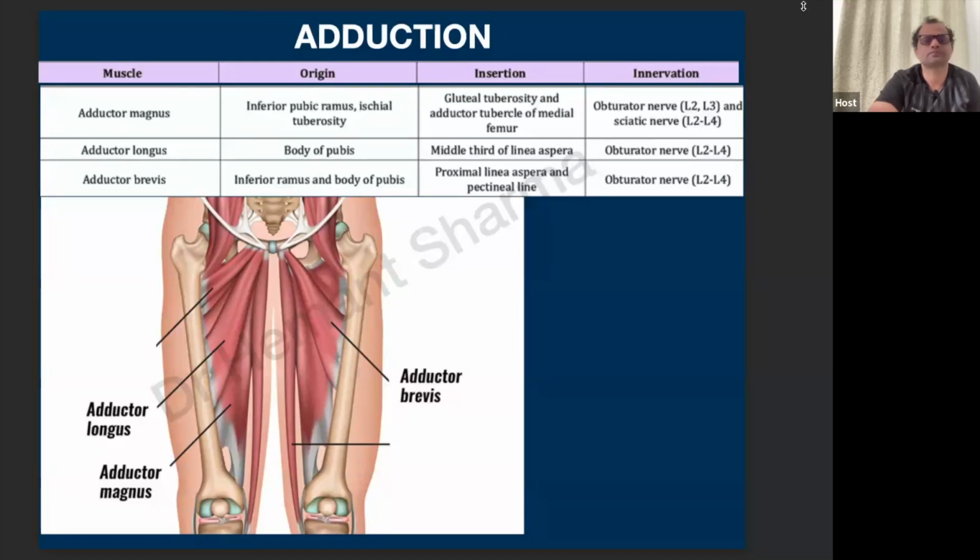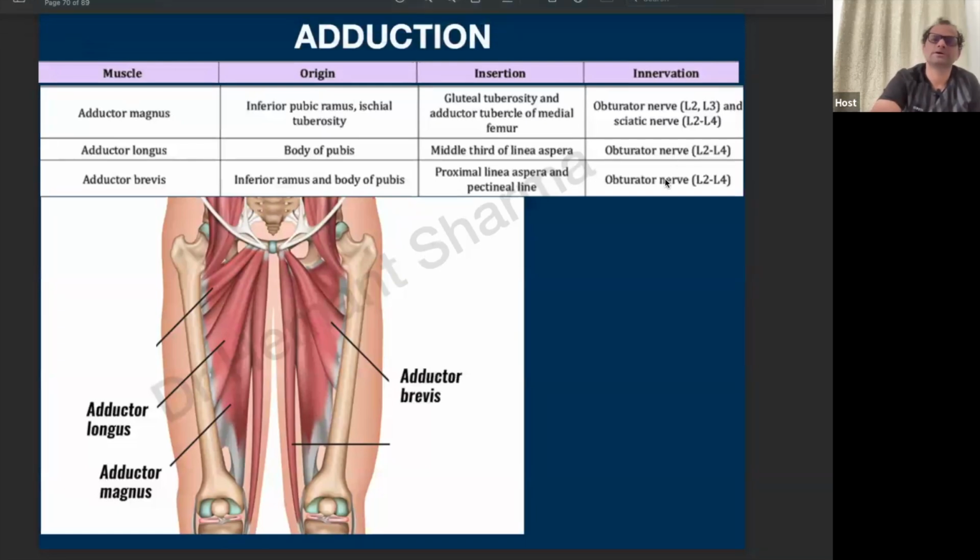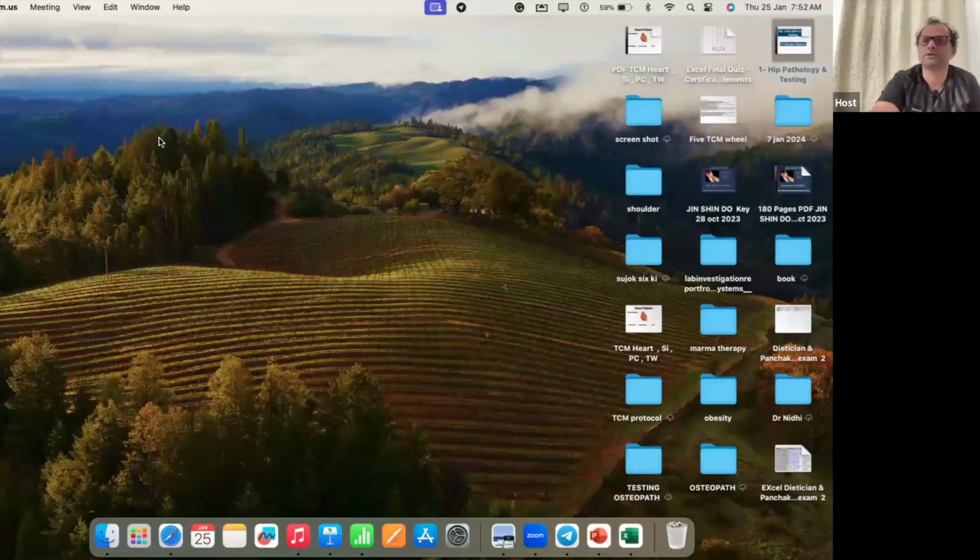Obturator. The three muscles are adductor magnus, adductor longus, adductor brevis. All the three muscles are located inside. The magnus is supplied by the obturator and the sciatic. The longus is obturator, brevis is obturator. So we have to remember obturator. As we told you, the obturator supplies the inner side.